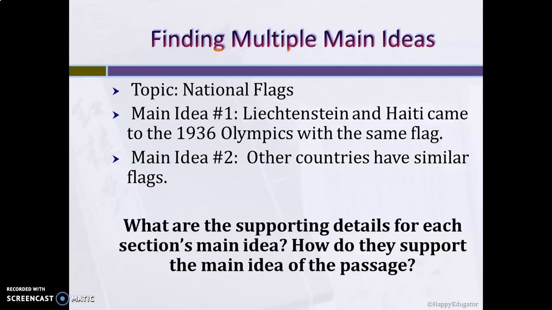I want you to think about what are the supporting details for each section's main idea, and how do they support the main idea of the passage. This is going to be your independent assignment today, and I'll talk about that more at the very end.